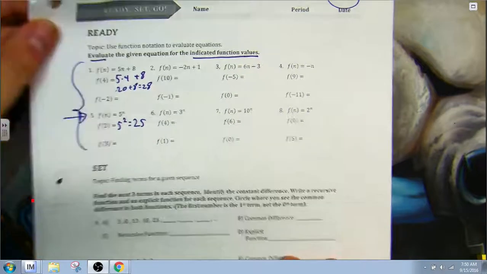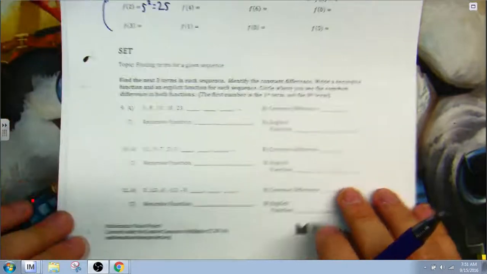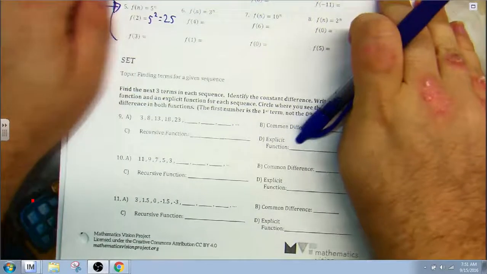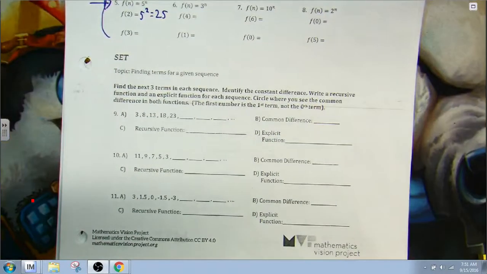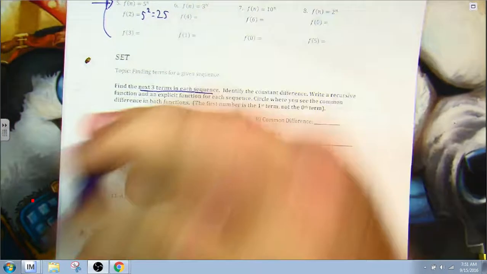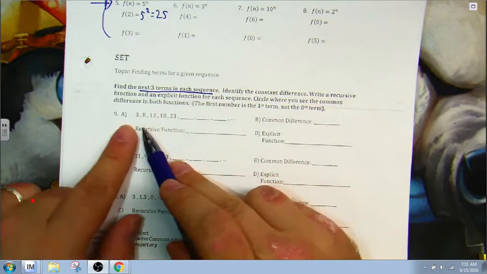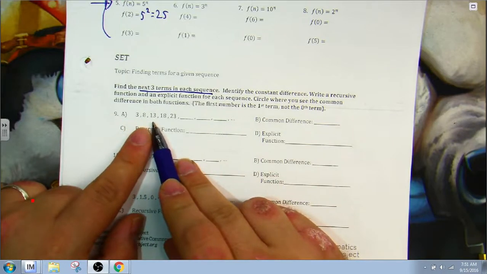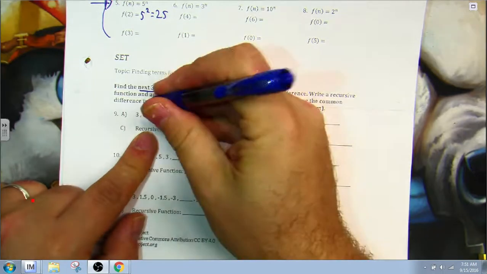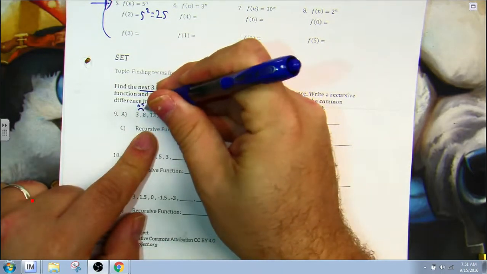The next section is a little bit more complicated. It has to do more with some of the concepts that we've been working on so far with recursive, explicit, and then geometric and arithmetic. So the first thing it wants us to do is to find the next 3 terms in the sequence. When I look at number 9 here, I see I go from 3 to 8 to 13 to 18 to 23. And so one of the things that I'm able to see is that each time I'm adding 5.